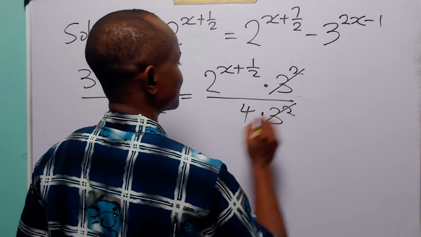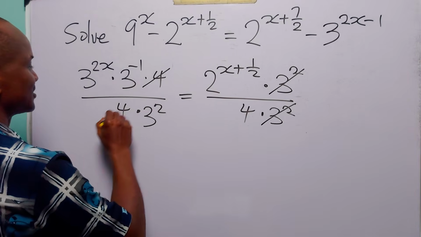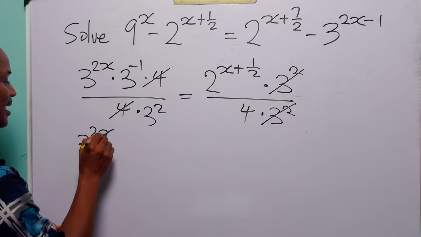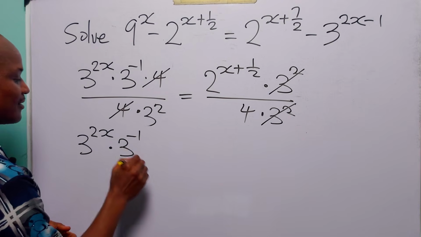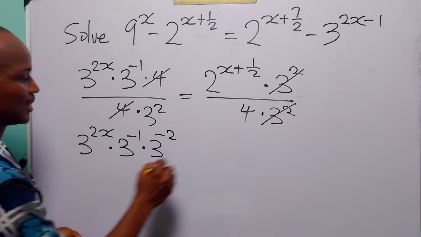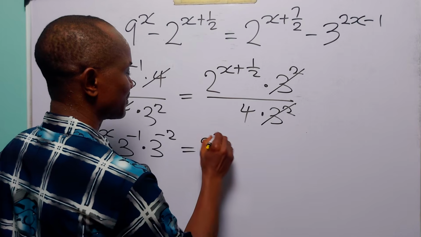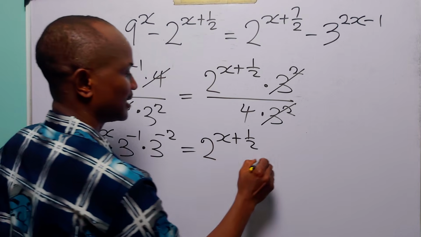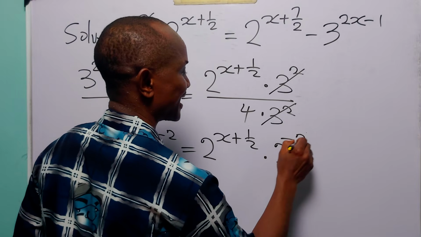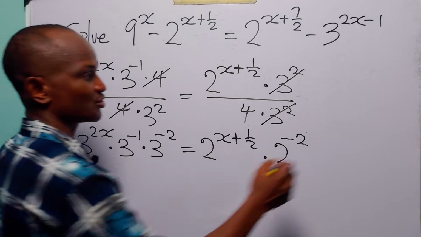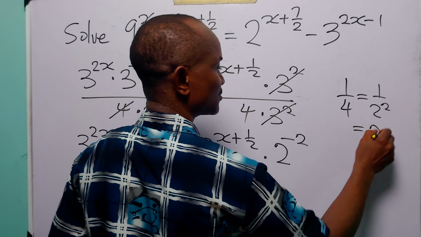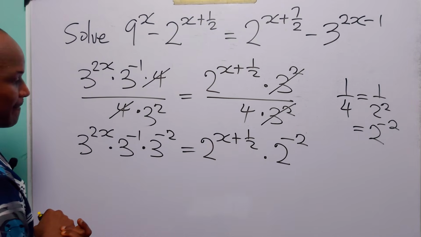Now, this is going to cancel that. This is going to cancel that. Now, on the left hand side, we have 3 to the power 2x times 3 to the power minus 1 times 3 to the power minus 2. And this is equal to 2 to the power x plus half times, this is 2 squared. So we can write it as 2 to the power minus 2. Of course, you know that 1 over 4 is equal to 1 over 2 squared, and this is equal to 2 to the power minus 2.